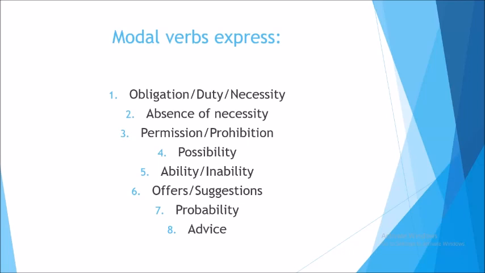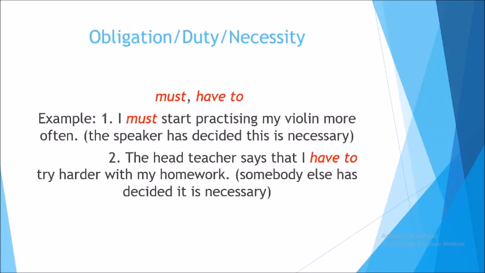Now let's try to go step by step. So let's start with the first one, obligation, duty, and necessity. To express obligation, duty, and necessity, we use must and have to. These two verbs have almost the same meaning, but there is a slight difference and you will understand it while you read these two examples.